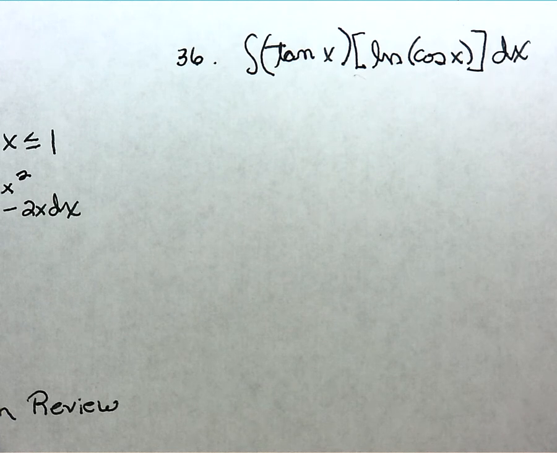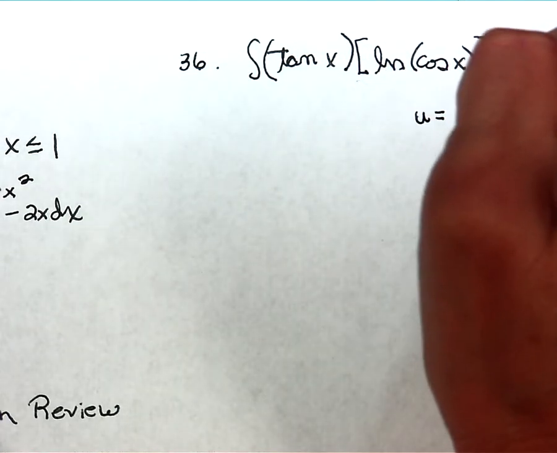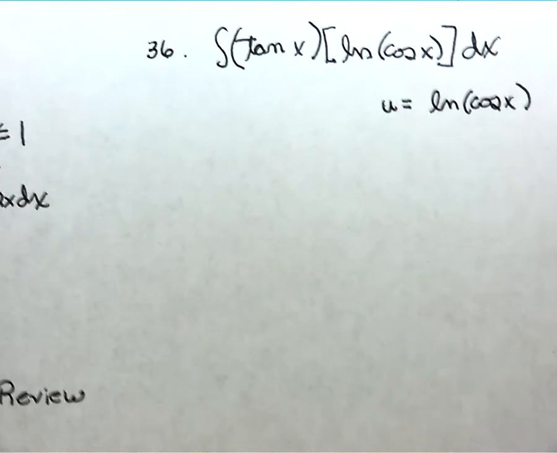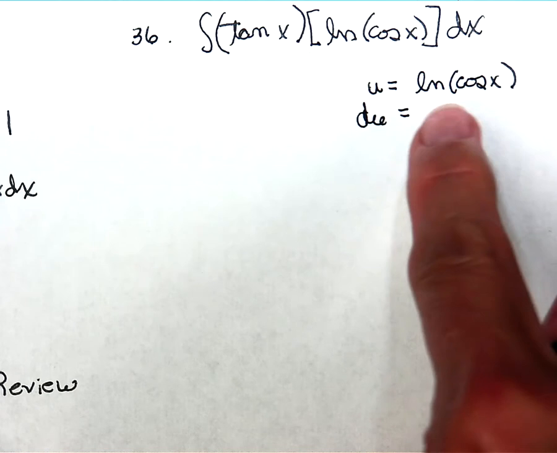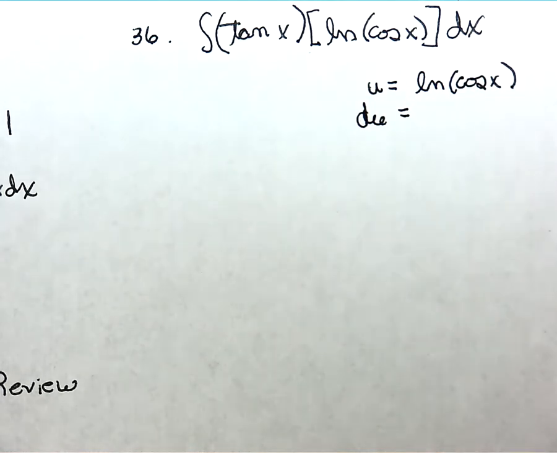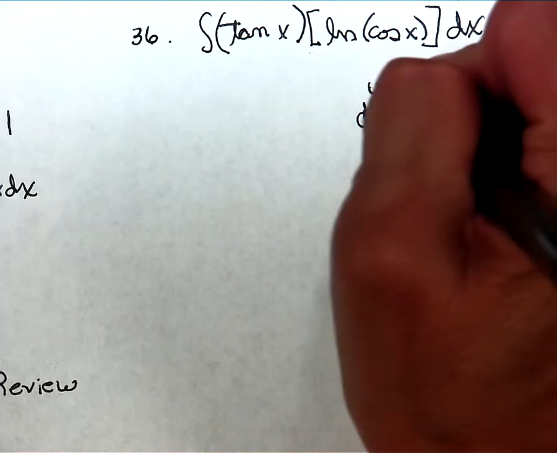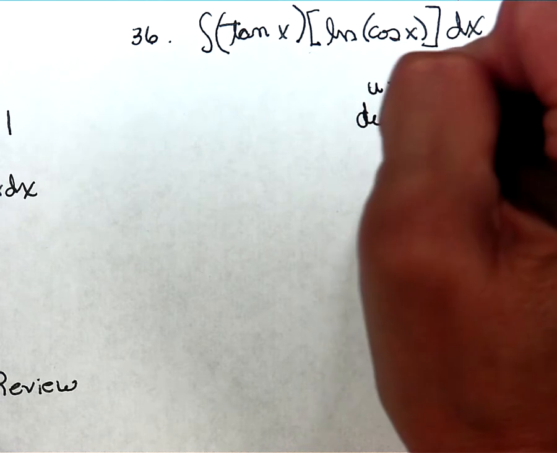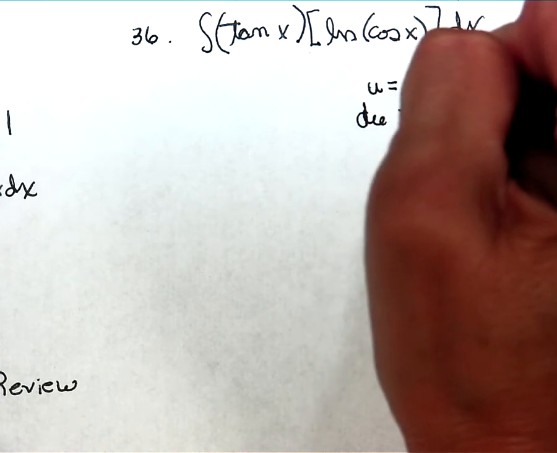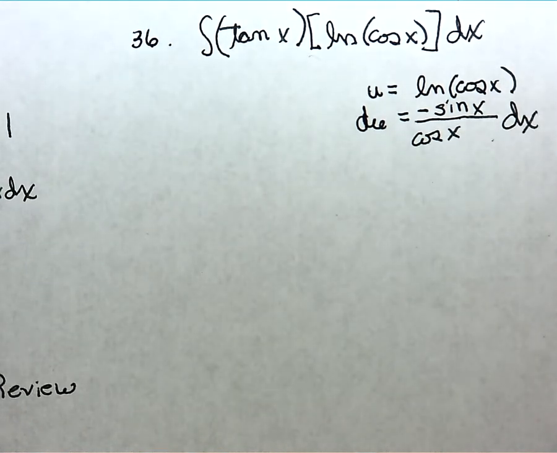Let me write that down. You said let u be the whole natural log of cosine x, right? Is that what you said? Okay. And then du, if u is natural log of cosine x, then what's du? Yeah, it's 1 over cosine x times the derivative of cosine x. I think I'd have a negative there, yeah. dx.